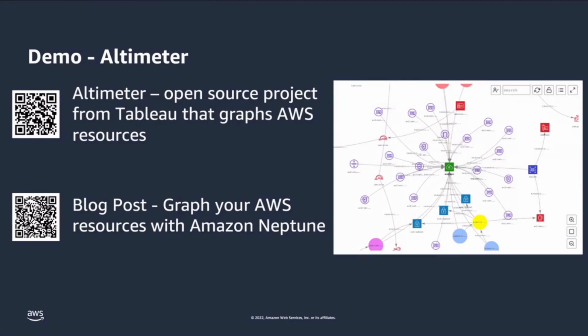If you're interested in trying out that demo yourself, we have a couple of resources for you to start with. The tool that I use to map out all of my AWS infrastructure is an open source project from Tableau called Altimeter. Under the covers, what it does is it goes out with sufficient permissions, reads the different configurations of your AWS resources and generates a graph, which can be stored in Amazon Neptune. If you're interested in how to do this, the second link I have there is a blog post on exactly how to do that on top of Neptune, how to install it correctly, and then how to work with it inside of Neptune.